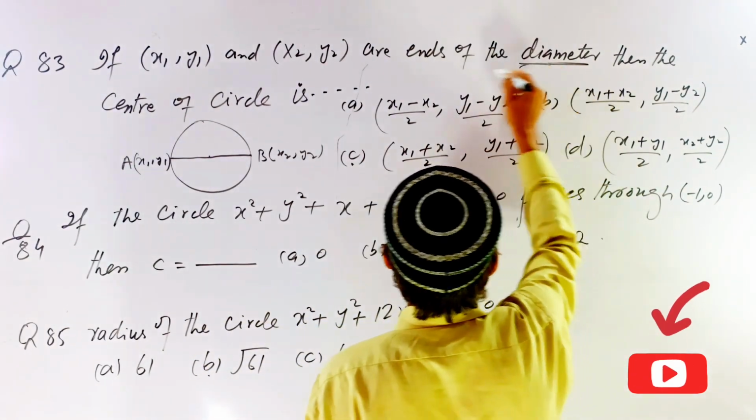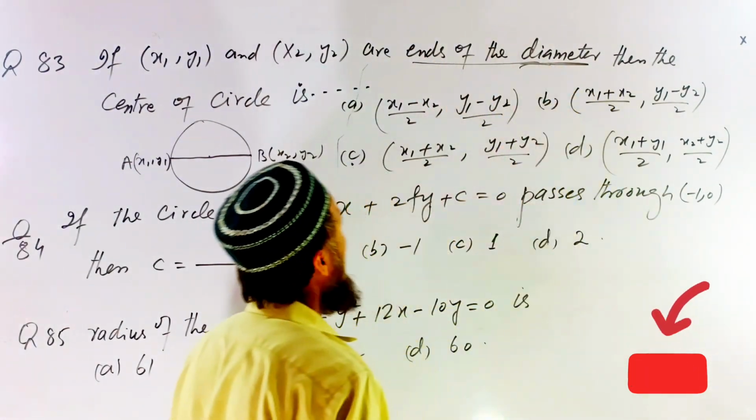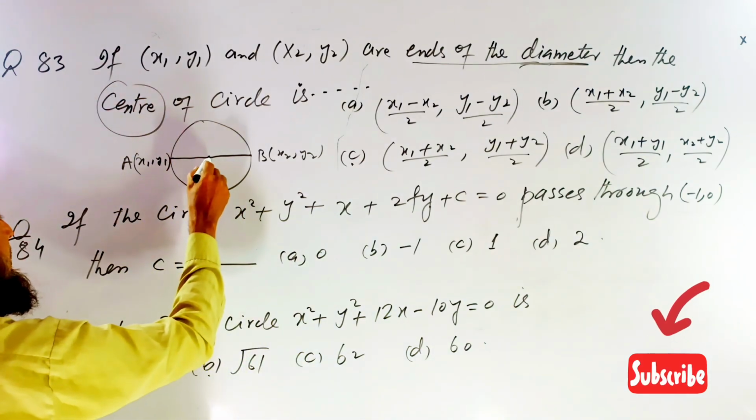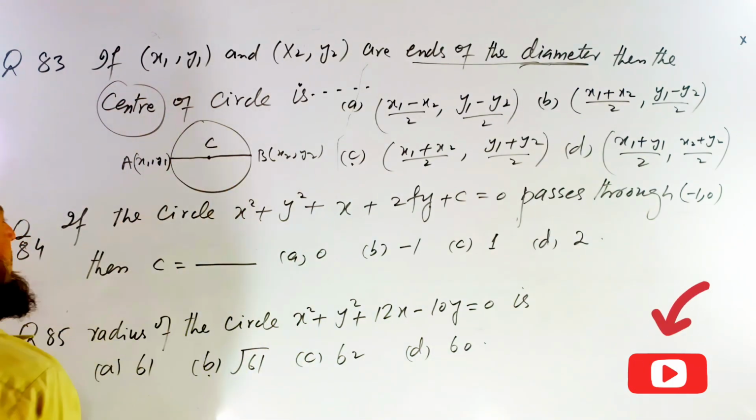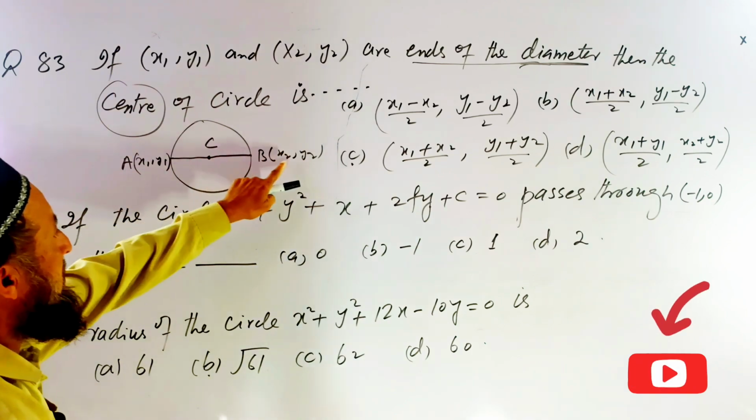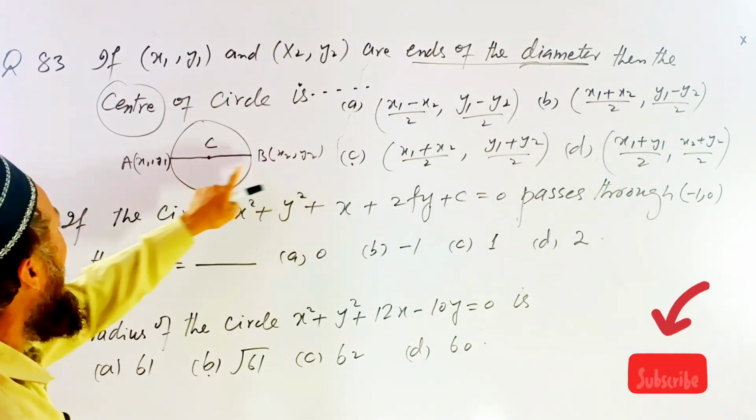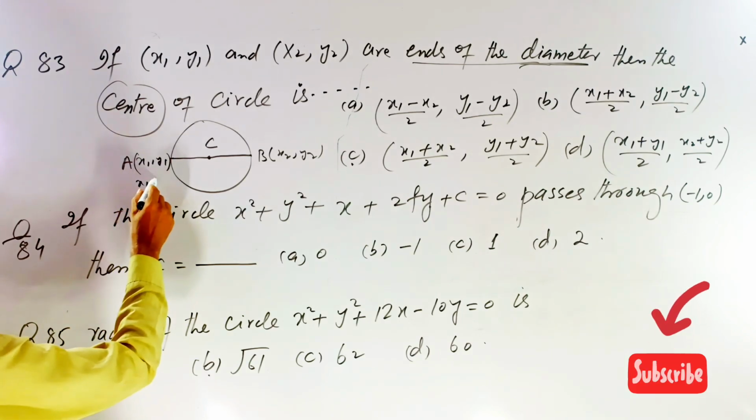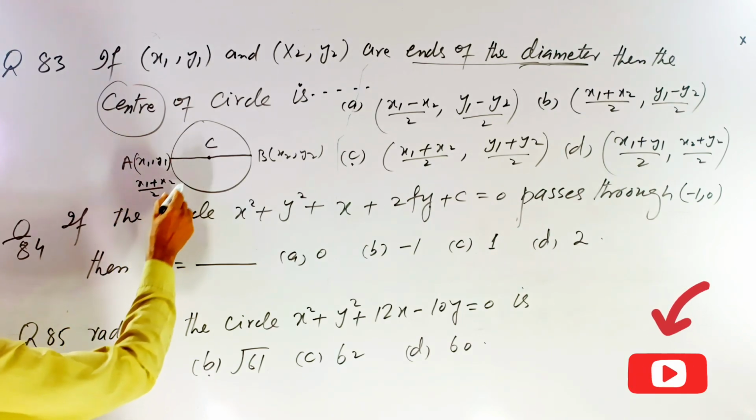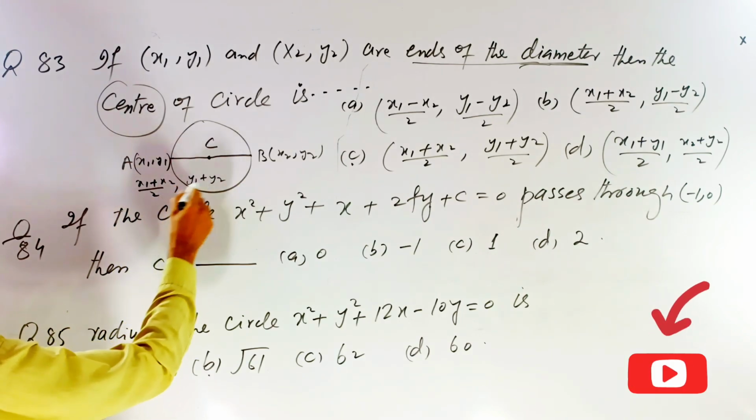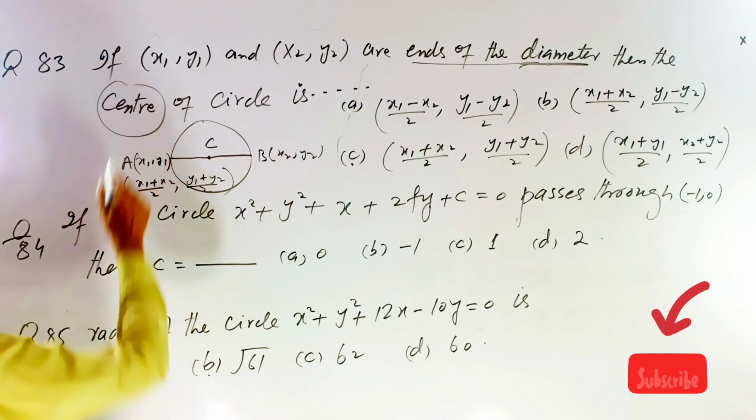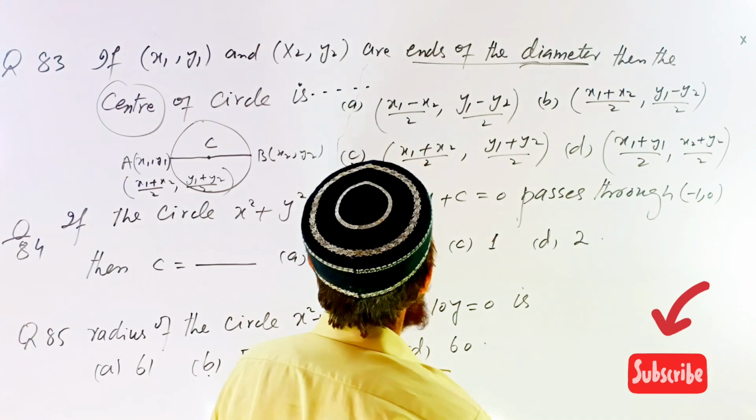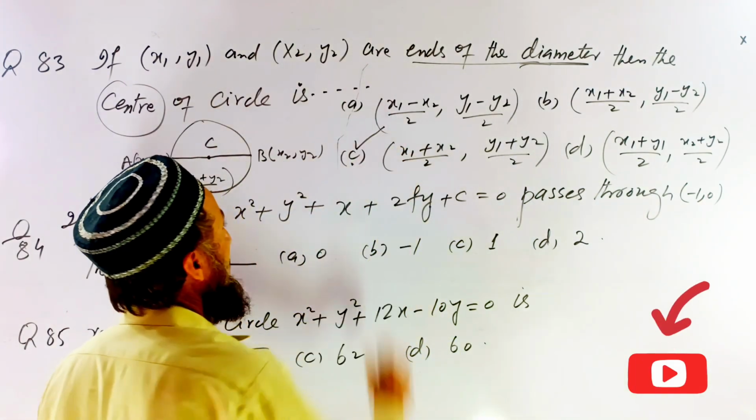Here A and B represent the endpoints of the diameter. Then the center of the circle is required. The center C is (x1 plus x2) divided by 2, and we are finding (y1 plus y2) divided by 2. So this is the center, or midpoint, of the diameter, and here option C is the correct option.